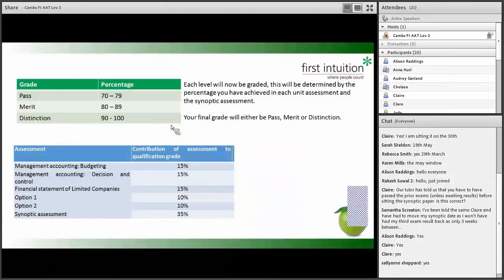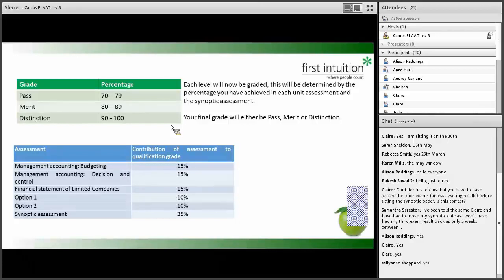Now, I mentioned that we needed 70% to pass this assessment. With the new AQ16 syllabus, we've got grading, which is a great addition to this new syllabus, so that we can actually see how well we've done. We get a percentage, and we can also have a pass, a merit, or distinction, depending on the percentage that we achieve.